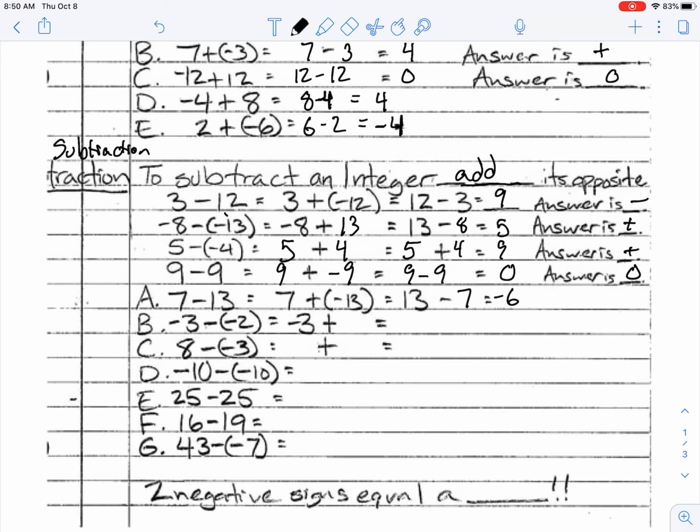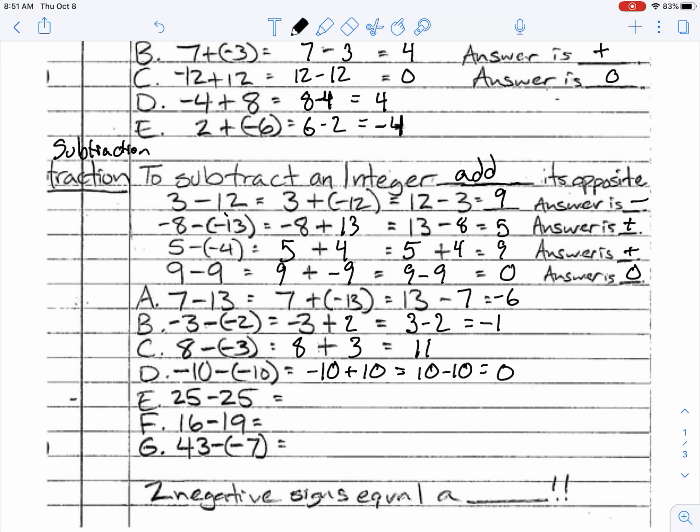Keep, change the operation, and switch. So we've got 3 minus 2, which is 1, and the answer will be negative because bigger absolute value for the negative number. 8 minus -3 will turn to 8 plus 3, which is just 11, pretty easy there. -10 plus, take the opposite, which is going to be 10 minus 10, which is 0. So hopefully this is starting to get pretty easy.